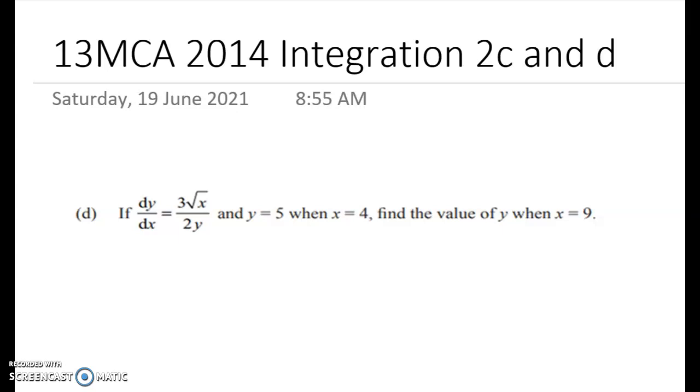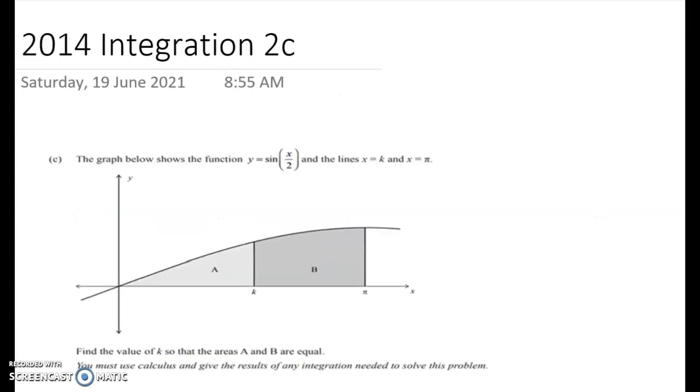Kia ora, Year 12. I'm going to start videoing the 6 questions that we did in the surprise integration test yesterday. I'm going to start with questions 2D and 2C. So 2D is this one here, and then 2C is the one with the chunk of a sine curve.